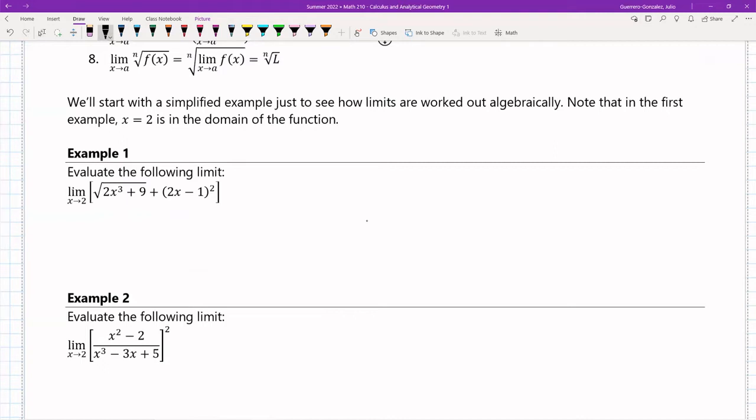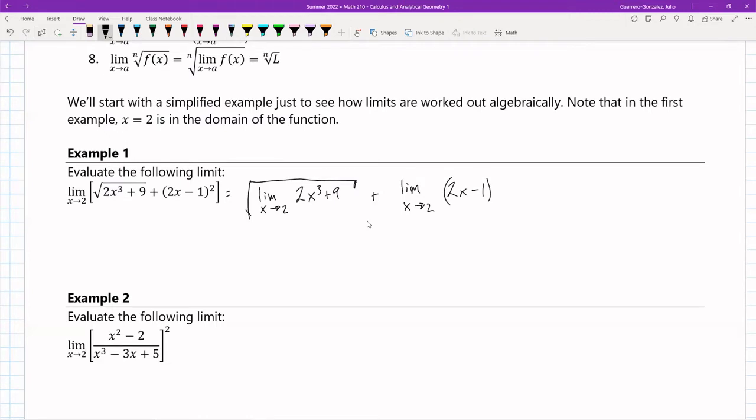In order to find this limit, this is equivalent to finding the square root of the limit as x approaches 2 of 2x cubed plus 9, and now let me put the square root there, plus the limit as x approaches 2 of 2x minus 1, and all of this squared.